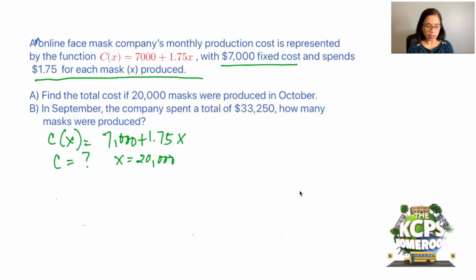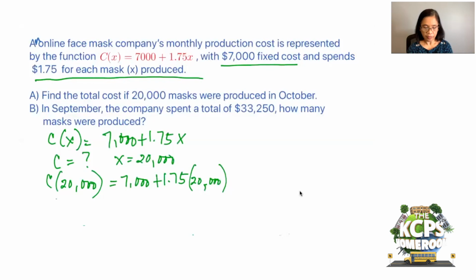Okay, so using function notation, C of 20,000 is equal to 7,000 plus 1.75. Again, we substitute x with 20,000 here. Simplifying, so if you have your calculator, help me out with this. If you multiply 1.75 times 20,000, double check my computation here. This should give us 35,000.